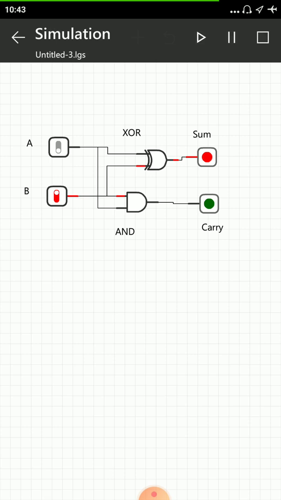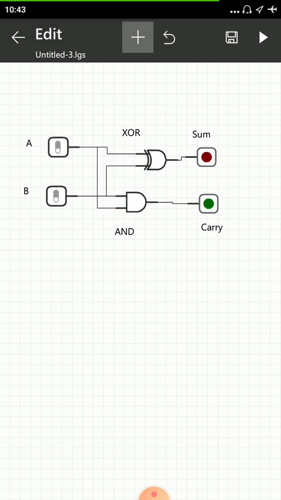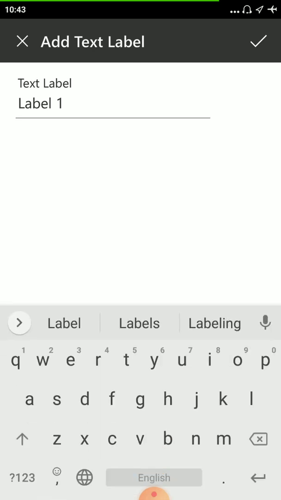Either your A is low or your B is low, but one of the inputs must be high. Only then there is a sum bit at the output, and carry only exists if both the inputs are high. Only then there will be carry. 1 1, as you know, gives 0 and there is a carry in the circuit. So this is your half adder circuit. So you can save it as half adder.